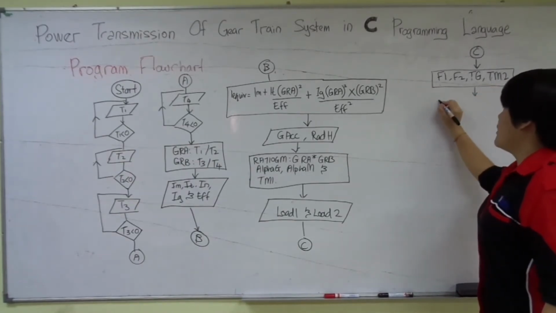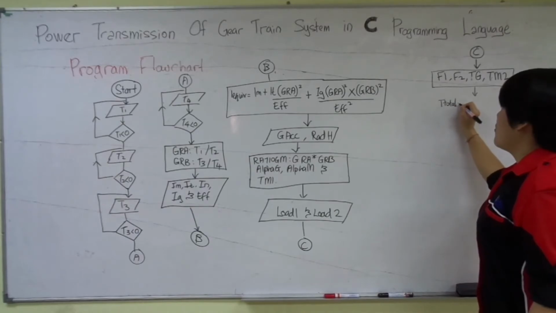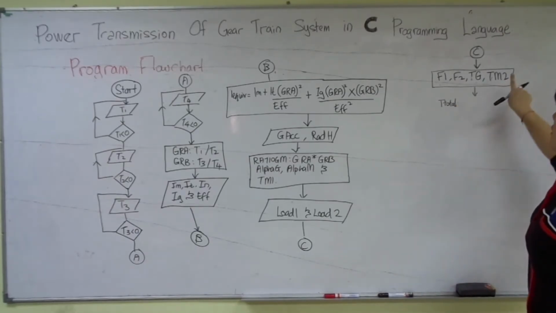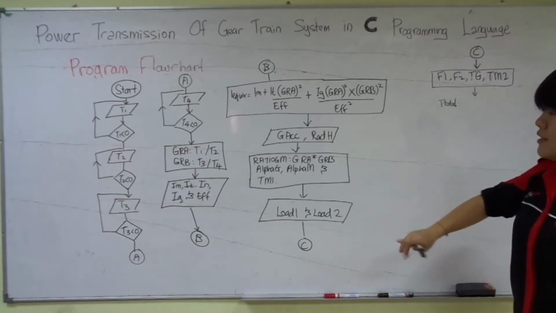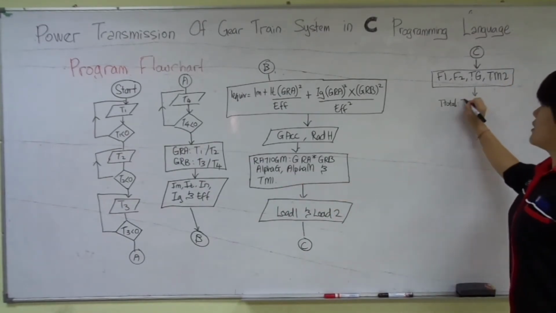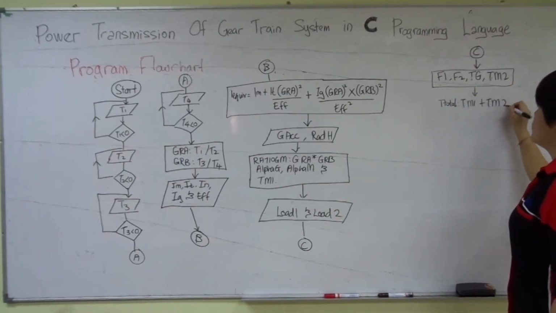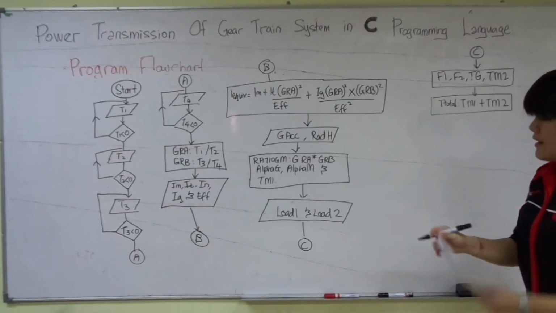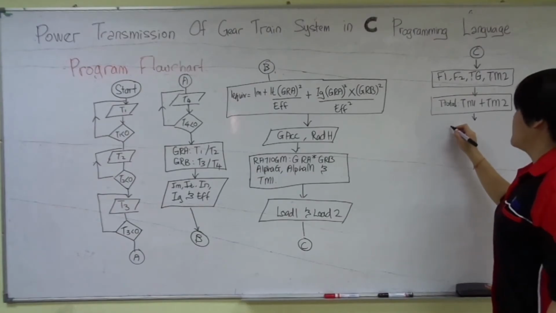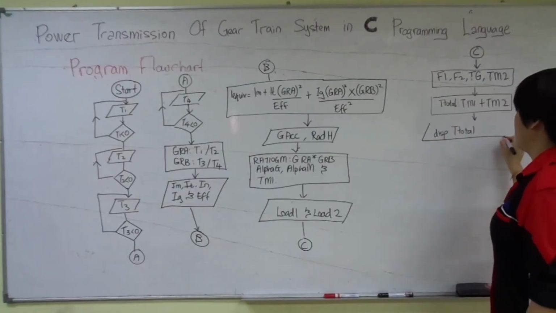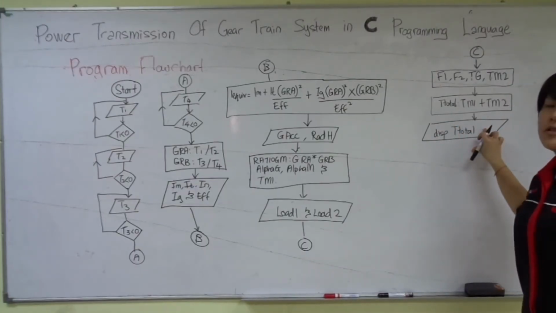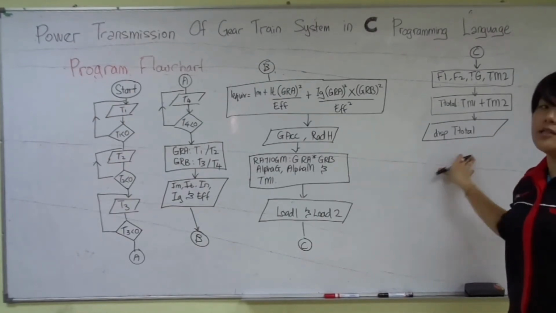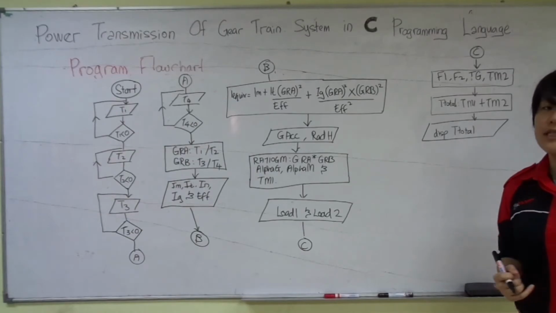There will be calculation of T total, where T total stands for the overall torque required by the system, which is the addition of TM1, which has been calculated here, and also TM2. So TM1 plus TM2 is the total torque required by the system. Then the system will display the total torque. In our case, T total was 1006.32, which is the same as displayed in the system and also the example which is used for this project.